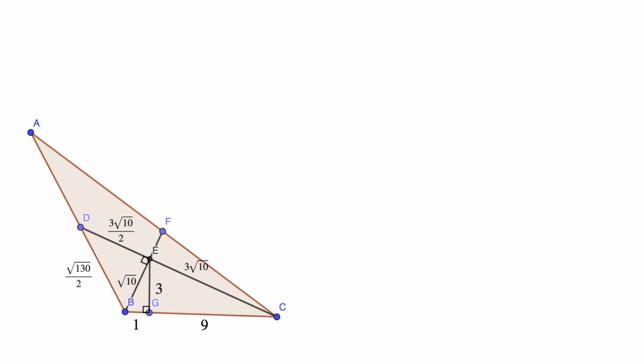We can finally solve for length AB. Because, remember, CD is a median of our triangle ABC, meaning that it bisects or cuts AB in half, we can set up the equation that AB is equal to twice DB. Substituting in the known values, we get that AB is the square root of 130.